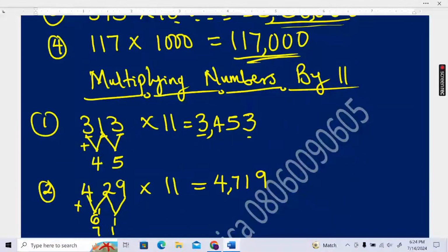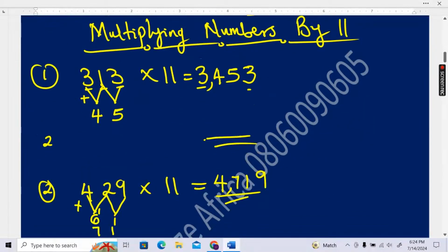So that will give 429 times 11 is equal to 4,719.